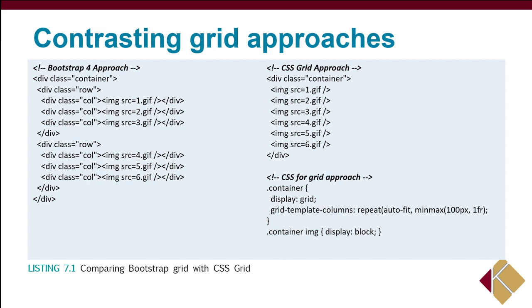Then within the container, you explicitly set rows, and then it'll do columns within those rows. The reason it did it with div class col is that it's showing you the difference. The CSS grid approach is just declaring your container, and then declaring your container's children as display block in there, because images are an inline element.